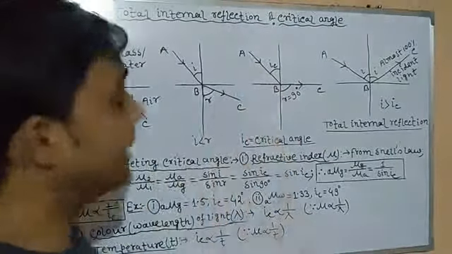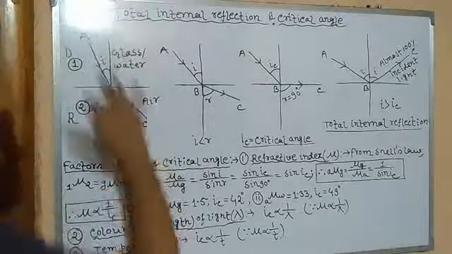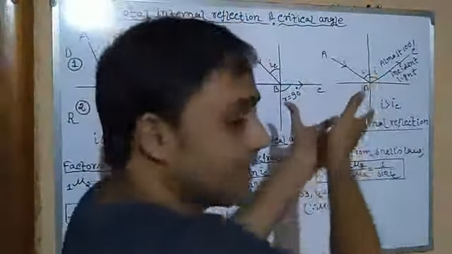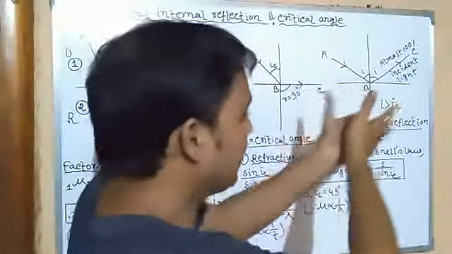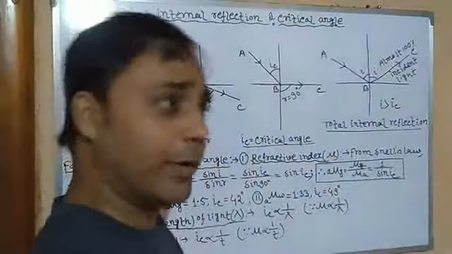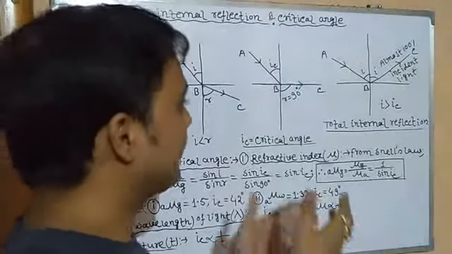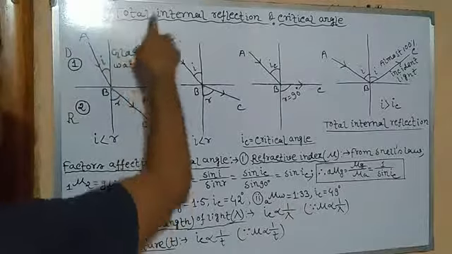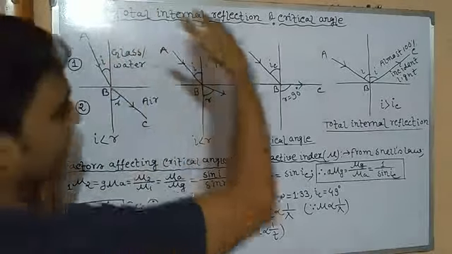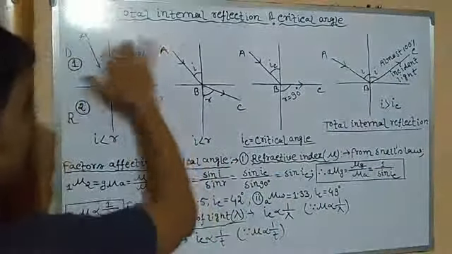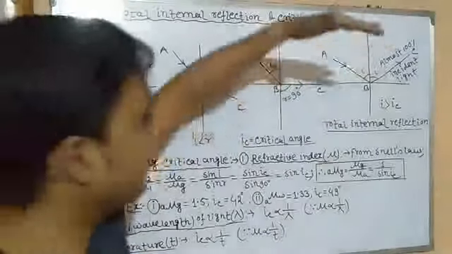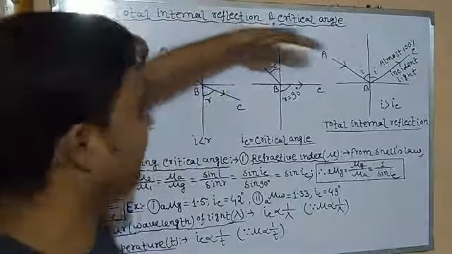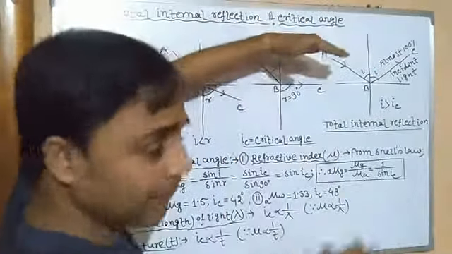This is called total internal reflection. Why total? Since the entire amount of incident light is bounced back, returned in the same medium where it was, in the form of reflected light. And internal means it is not external. Whatever is happening in the first medium is internal, and it is not going to enter the second medium.